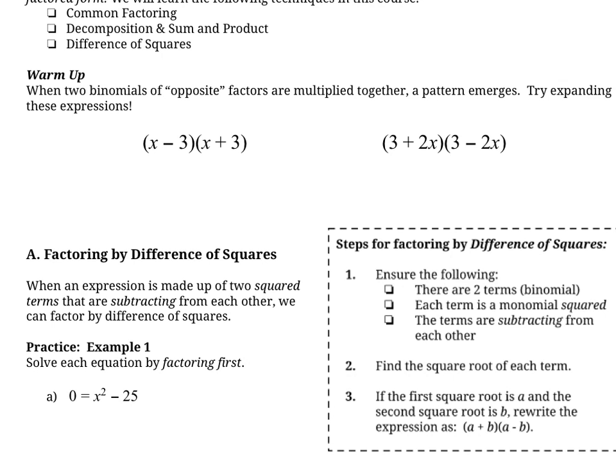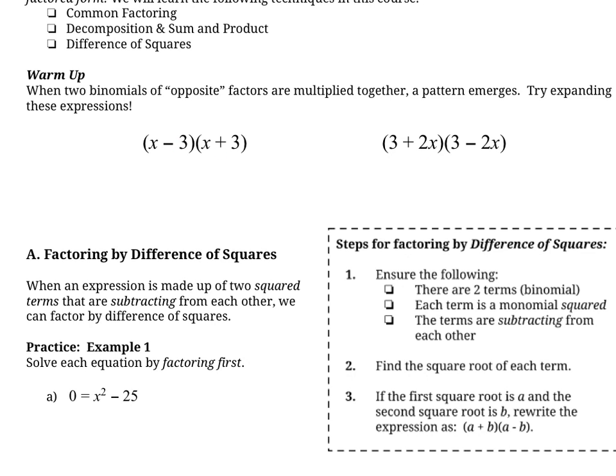Before we learn how to factor by difference of squares, let's try this warm up. What we have here are two binomials, and it looks like they have opposite factors. This is x minus 3, this is x plus 3, and then here we have 3 plus 2x, and then we have 3 minus 2x. They're not really opposites, because if this is positive x, positive 3, this should be negative x, negative 3. What we actually call these are conjugates. These are conjugates of each other, and these are as well, where the sign in the middle of the two terms just changes.